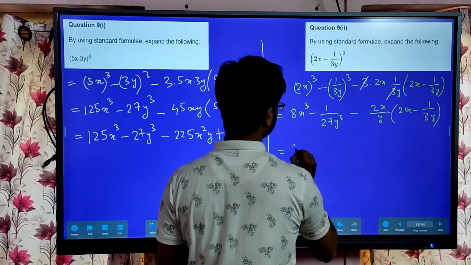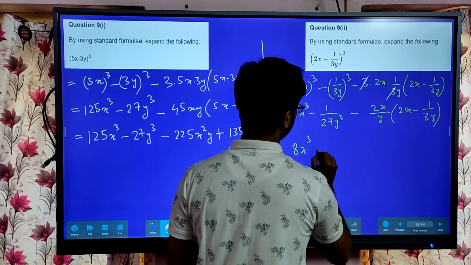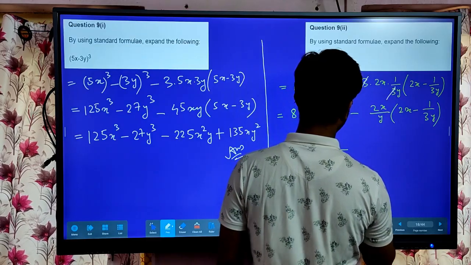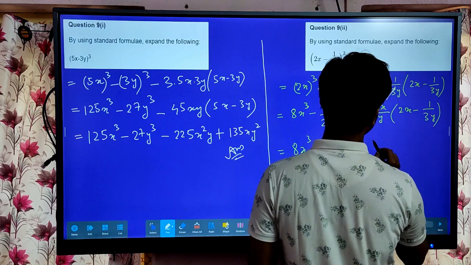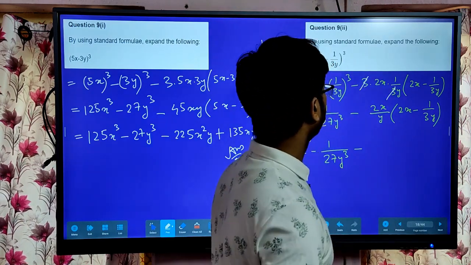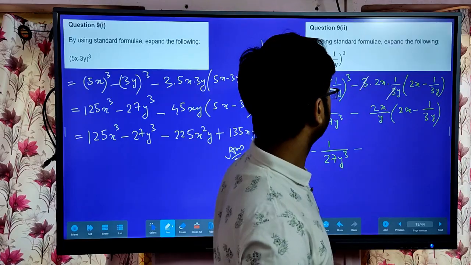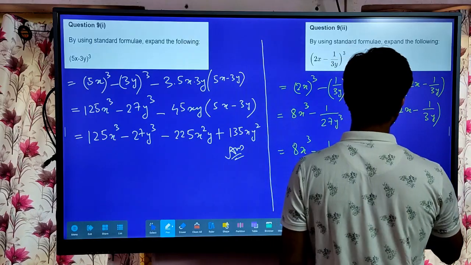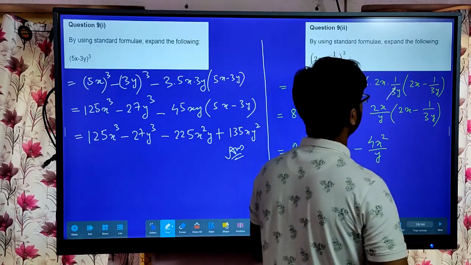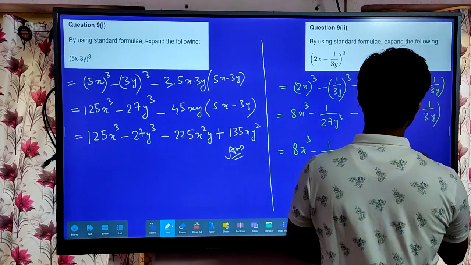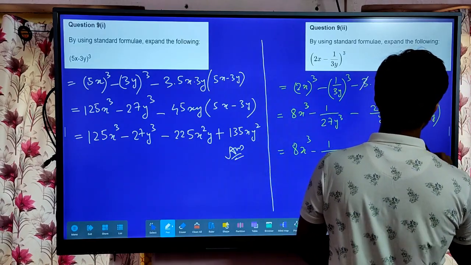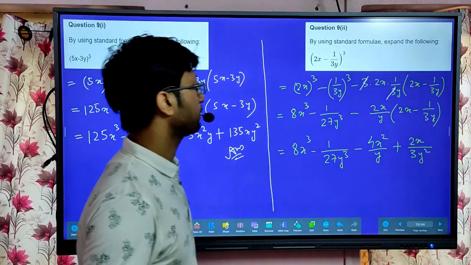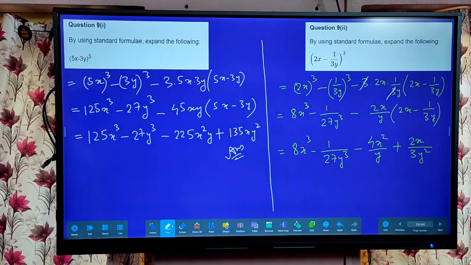So it will be 8x cube minus 27y cube minus, it will be how much? 2 to the 4. So this is minus 2 to the 4 into x square by y. So 4 into x square by y. Minus minus, it will be plus. So it will be 2x by 3y square. 2x by 3y square. So this will be your answer.